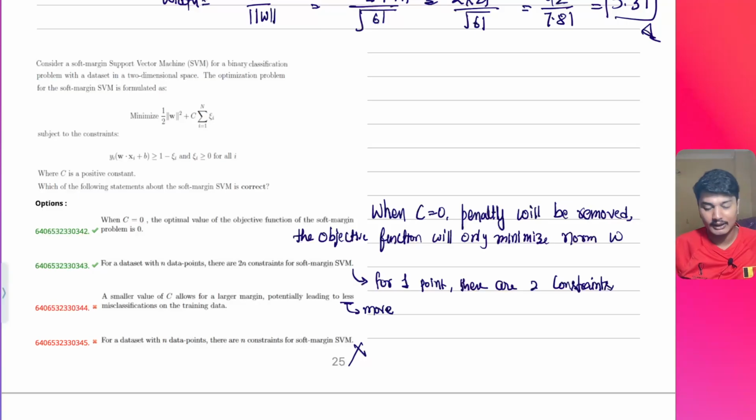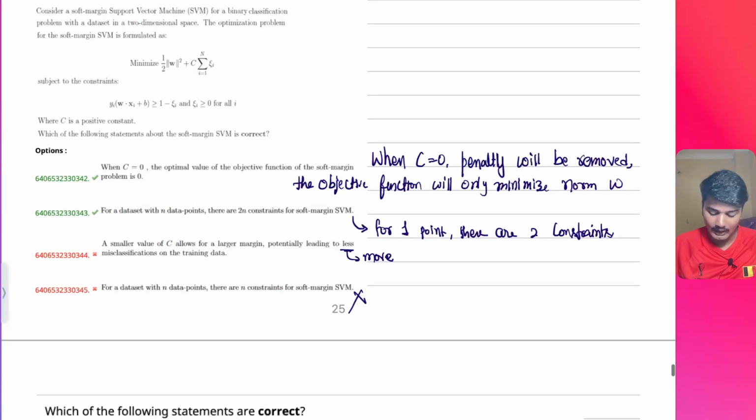For a dataset of n points, there are 2n constraints. Yes, for one data point there are 2 constraints here, you can see that. So for n data points there will be 2n constraints. Next option: a small value of C allows for a large margin, potentially leading to less misclassification on training data. No, it will lead to more misclassification. If the C value is small, there will be more misclassification. And this I already talked about.